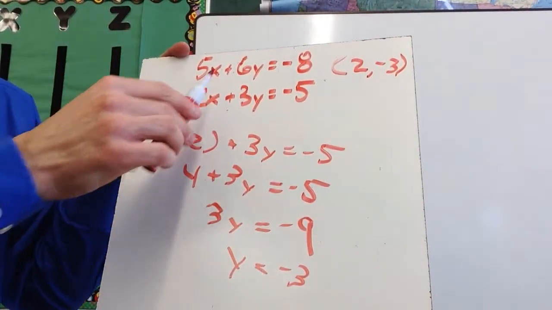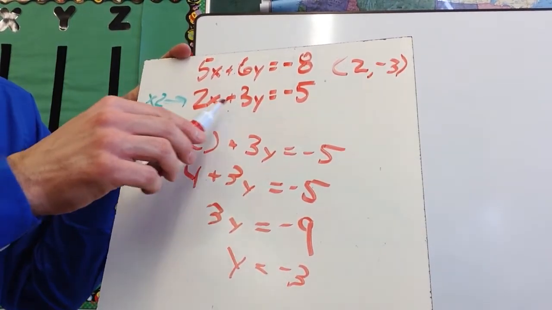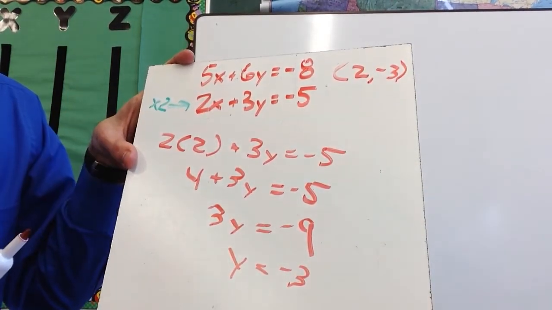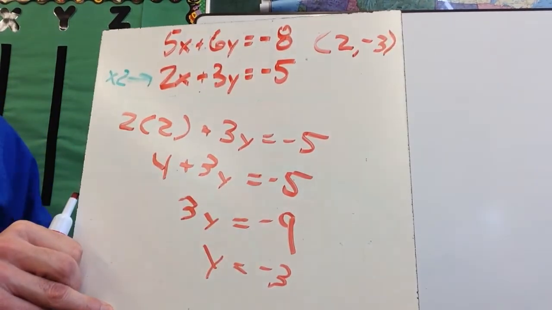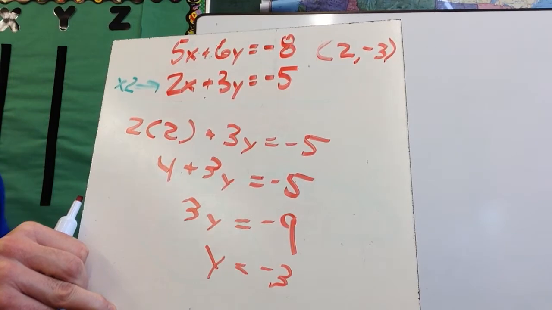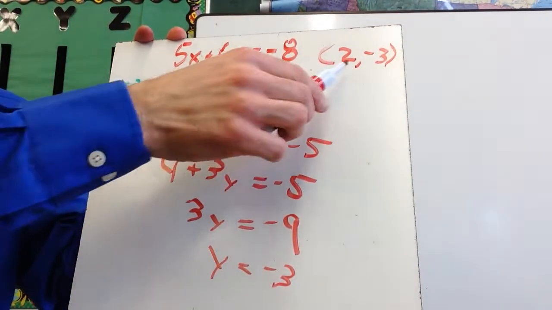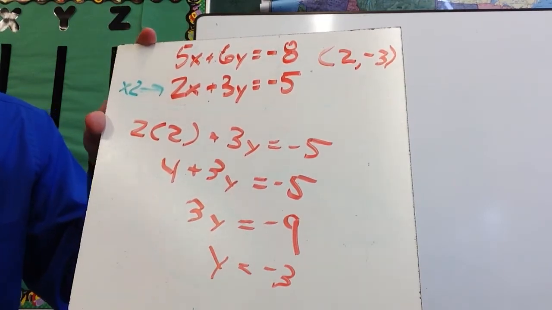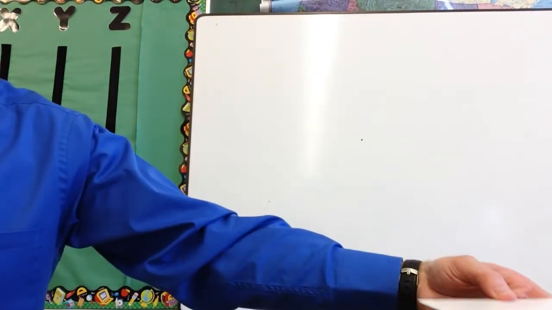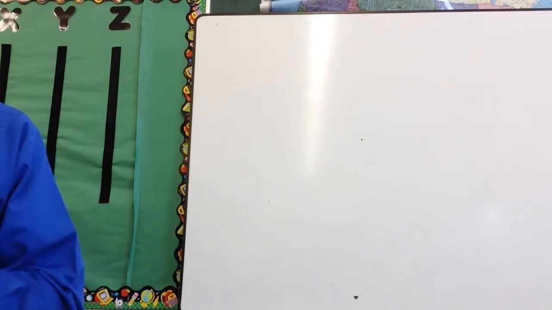And I can check my answer by putting a 2 in here and a negative 3 in here, making sure it equals negative 8. A 2 in here, a negative 3 in here, and make sure that it equals negative 5. As long as both of those statements are true, then I know that I've got the correct answer. In this particular example, that will work. All right, now, let's take a look at a second type of problem.